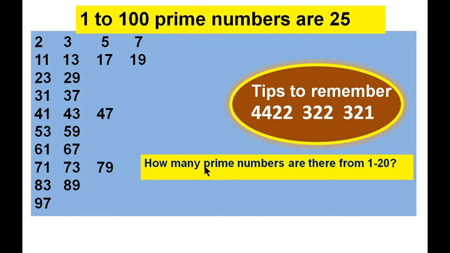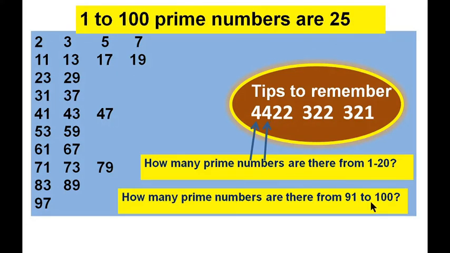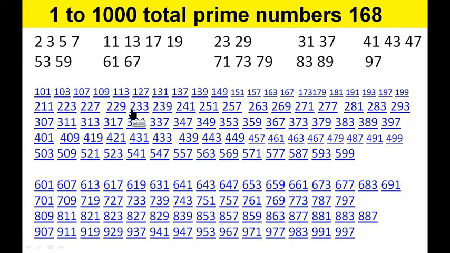Similarly, we can see how many prime numbers there are from 1 to 20. That means there are 8 numbers, 4 and 4. How many prime numbers are there from 91 to 100? That means just 1. Here we will show you the prime numbers from 1 to 1000. There are a total of 168 prime numbers from 1 to 1000.